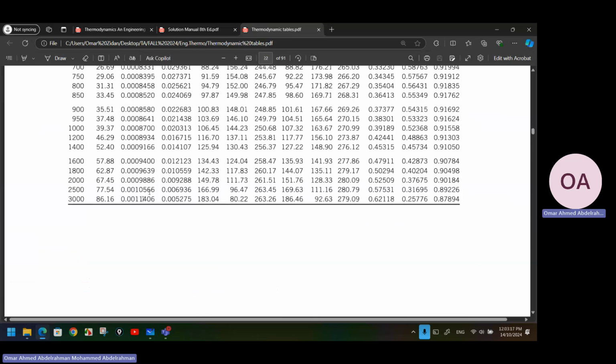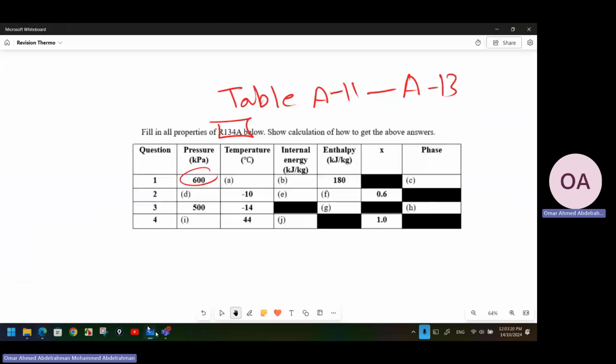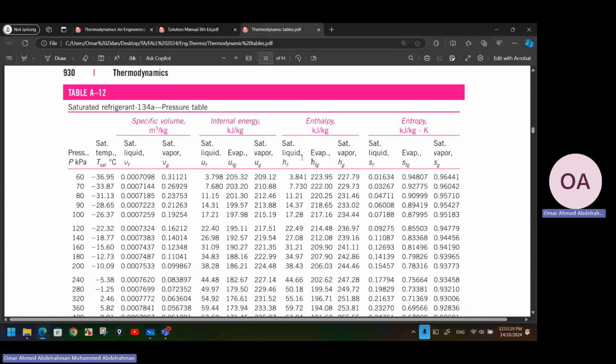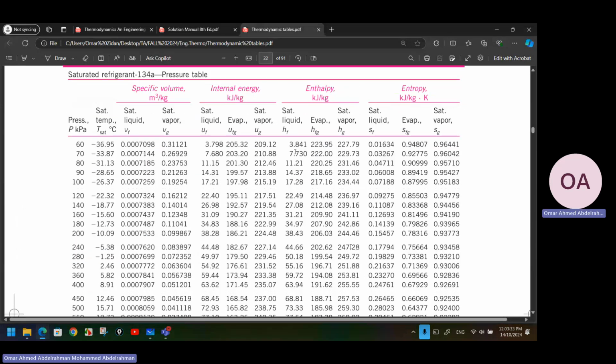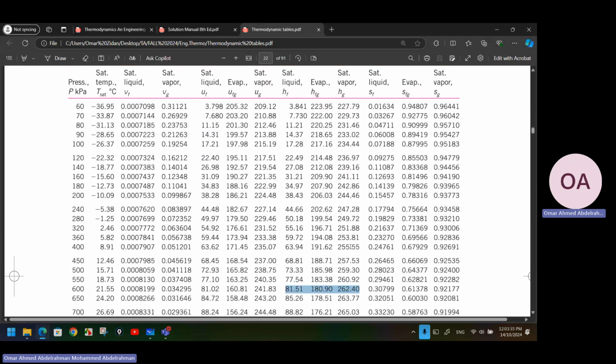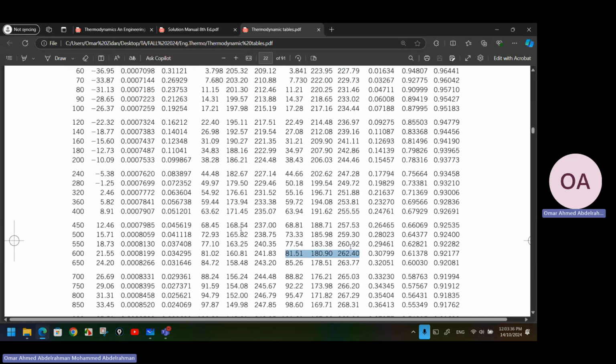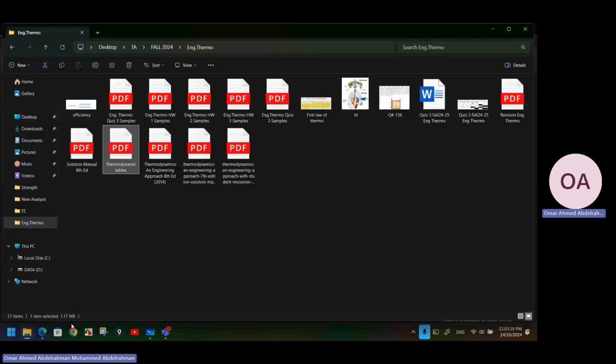At 600 kilopascal. Okay, and let's see what we need to calculate. I have another value, which is the enthalpy. Let's see the enthalpy. It is 180. 180 is between the hf and hg. So the state that we have is a mixture state. Okay, so it is a saturated mixture.